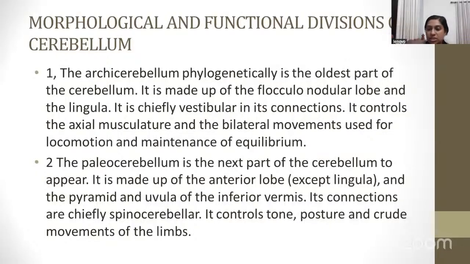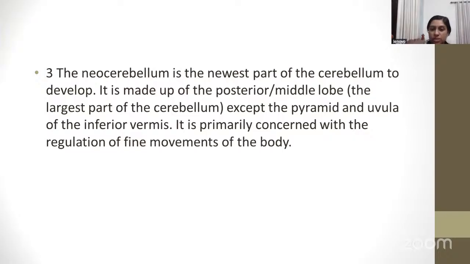Usually, it is more developed in the terrestrial vertebrates, and hence it's mainly associated with the crude movements of the limbs. Okay, and the next part, or the newest part of the cerebellum, is called neocerebellum. As the name indicates, it's the newest part, the later part to develop, and it is more developed in the higher animals. That is, in human beings, it's more developed, and it is made up of the posterior or the middle lobe, or the largest part.